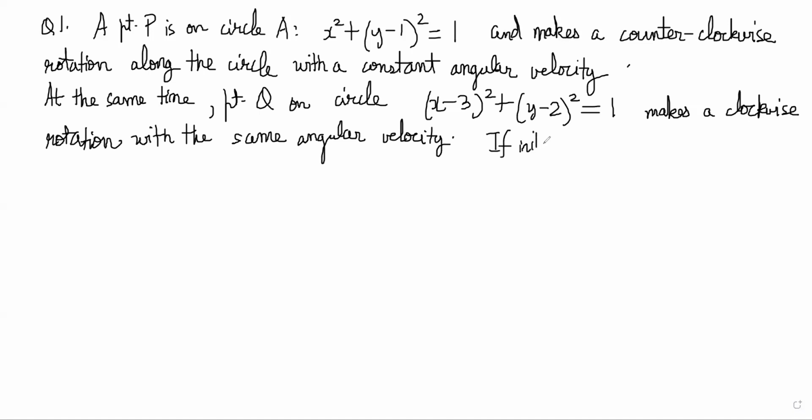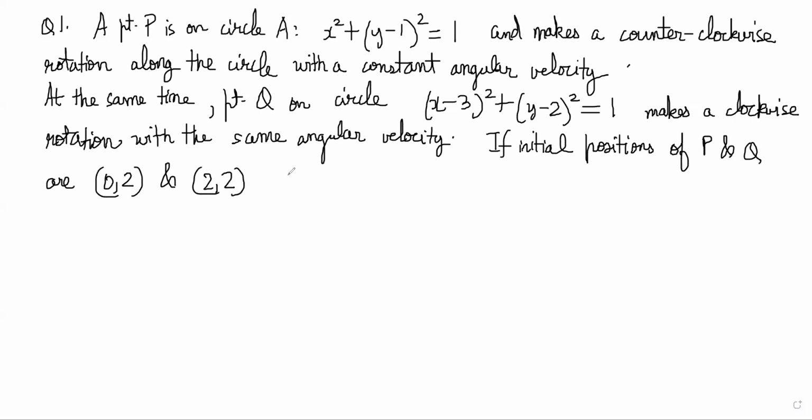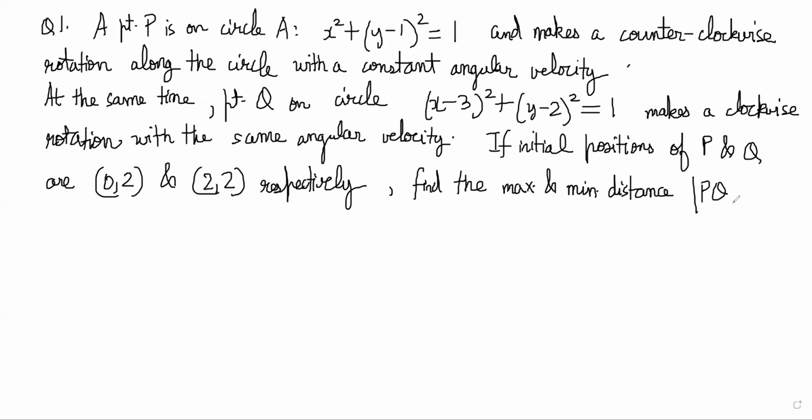If the initial positions of P and Q are (0, 2) and (2, 2) respectively, we have to find the maximum and minimum distance PQ. Okay. So here there are 2 points going around in circles. They are rotating on a circle.